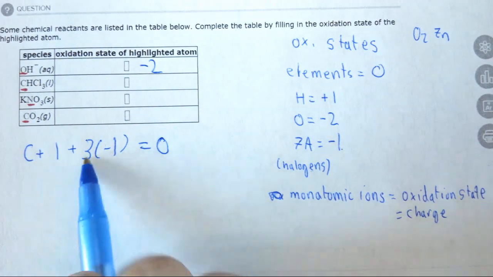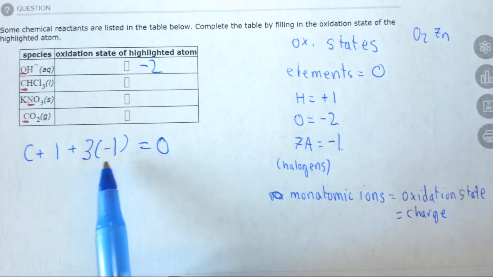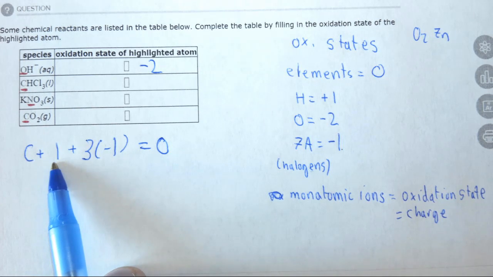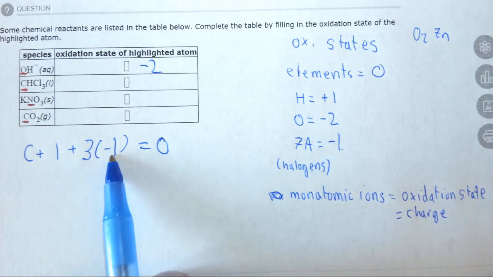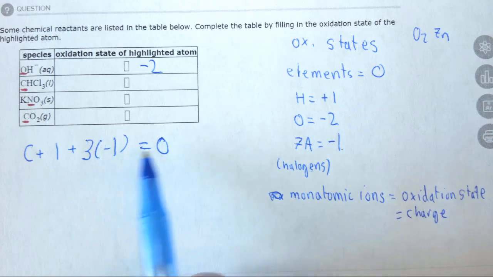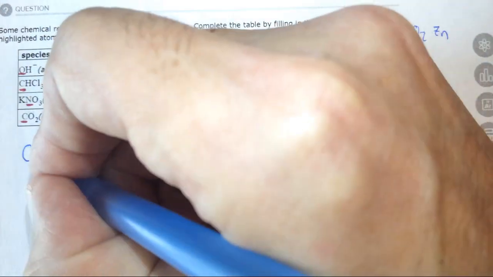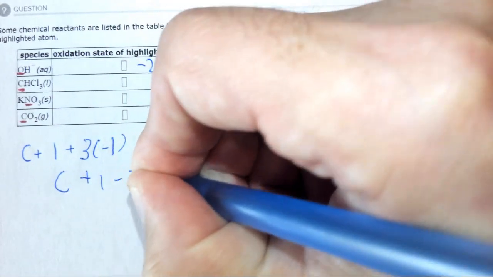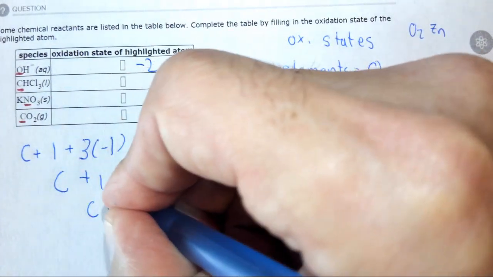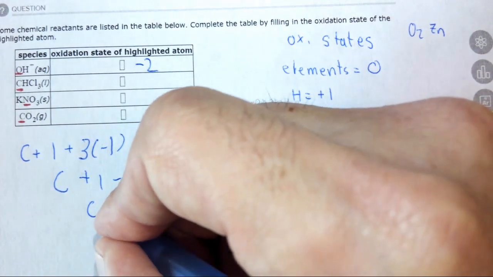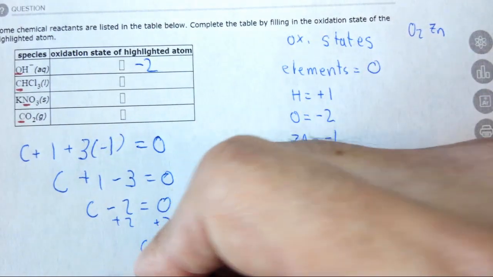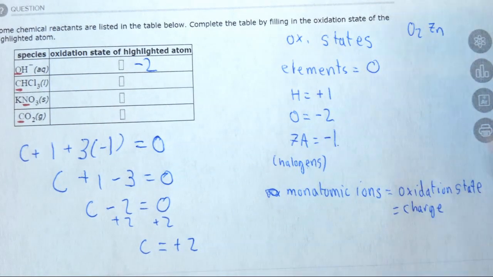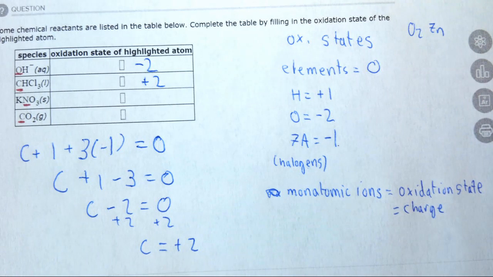If I accidentally say charge, I don't mean charge. These are not charges, these are oxidation states. So +1 for hydrogen, an oxidation state of +1, plus 3 times -1 for the oxidation state of chlorine equals 0. C plus 1 minus 3 equals 0. C minus 2 equals 0. Add 2 to both sides. C equals +2. So the oxidation state on carbon here is +2.